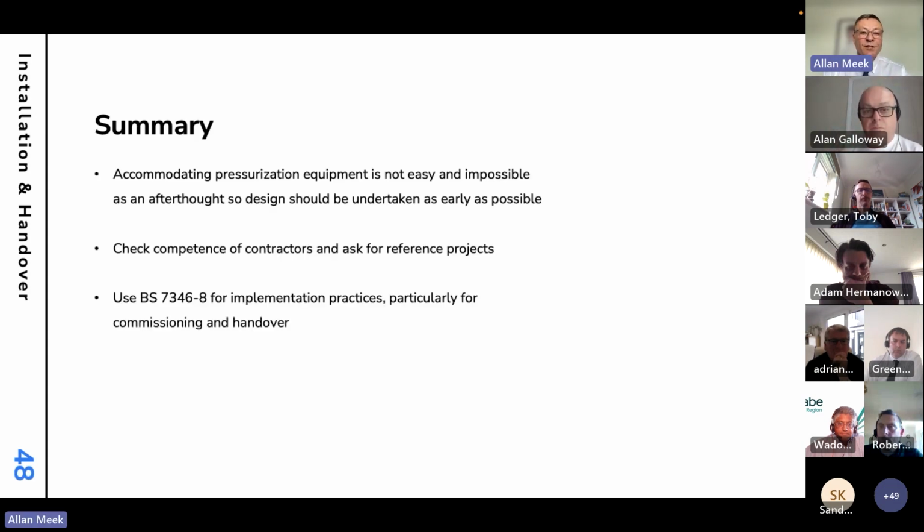So that's it for the presentation, more or less. I would say in summary, accommodating the equipment really is difficult. And it's impossible as an afterthought. So you really should be undertaking the design of the system as early as possible, and don't bow down to pressure to make things smaller than you think you need, because it will come back to haunt you. And then also to check competence of contractors and ask for reference projects for pressurisation, because, as I say, there aren't many around. And then also to use BS 7346 for implementation for all systems, not just for pressurisation, and particularly for commissioning and handover.